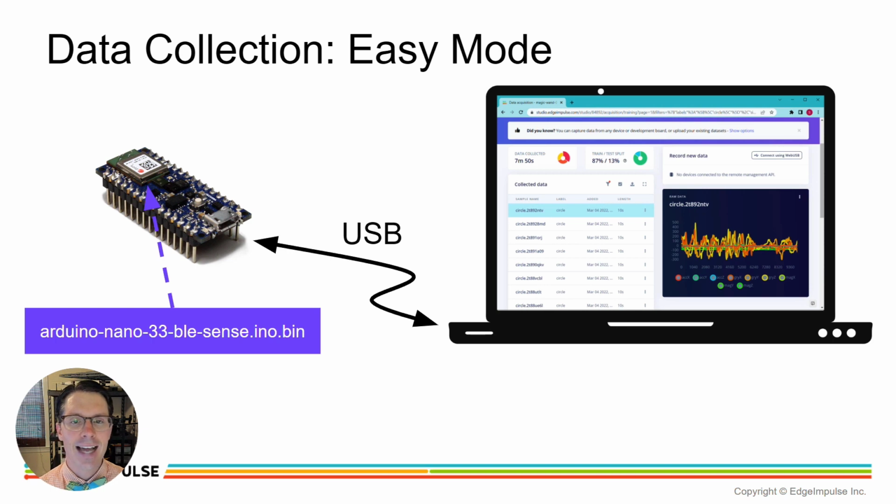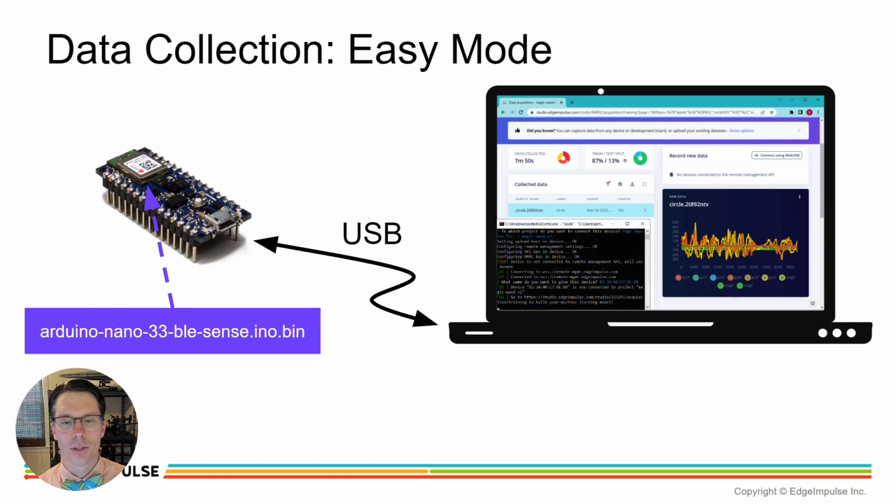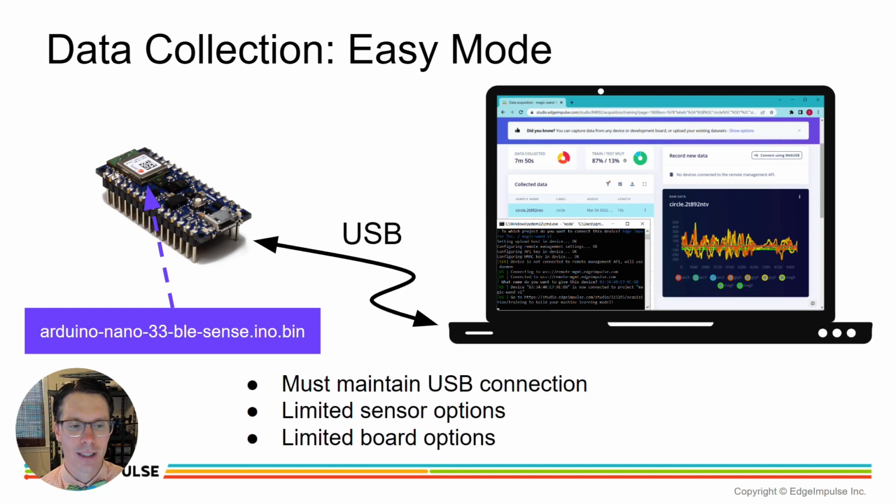You then connect your board, in this case the Arduino, to your computer, and that provides a connection to the Edge Impulse Studio. But in order to provide that connection, you have to run the Edge Impulse daemon inside of a command line prompt. The nice thing about this is that once you have everything set up, the process is really easy. You just follow the steps in the Edge Impulse Studio and it walks you through collecting data from your sensors. However, there are a few limitations.